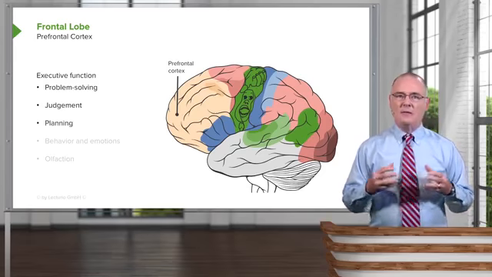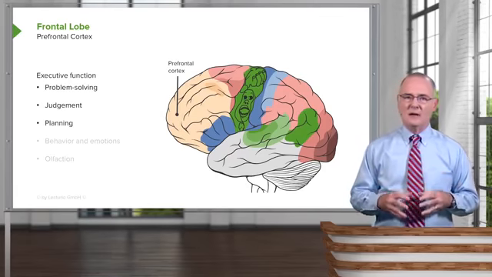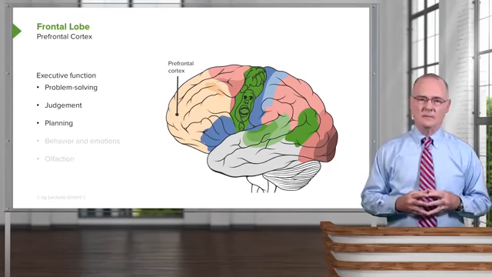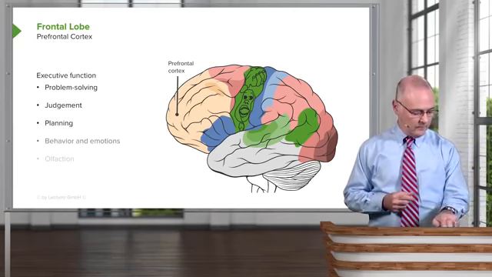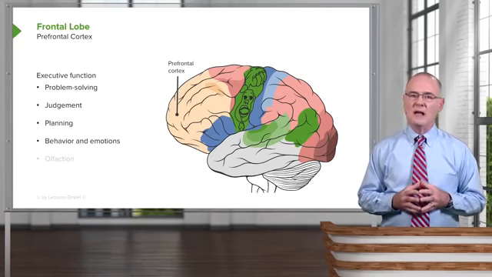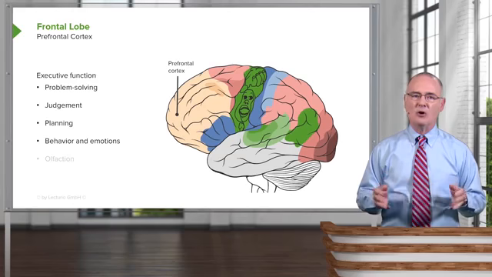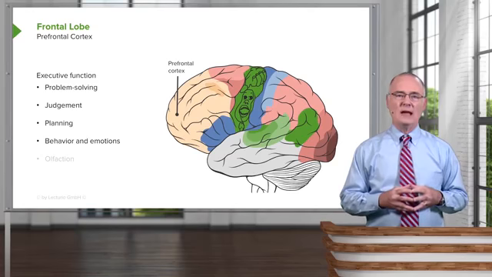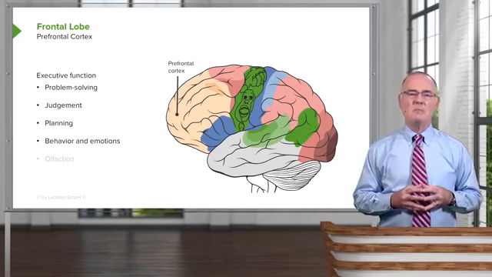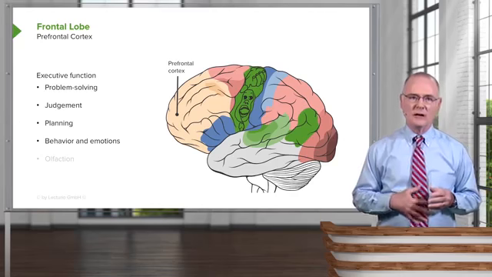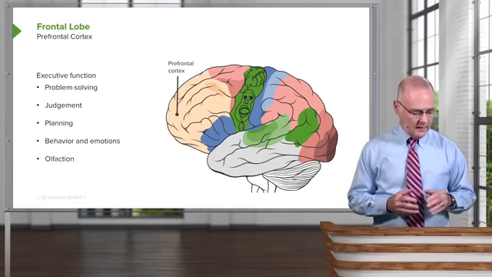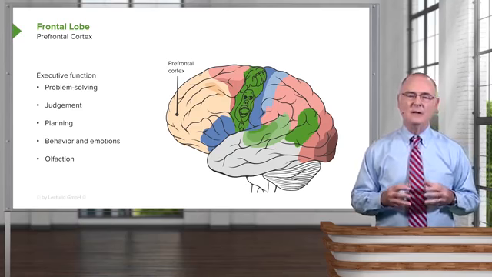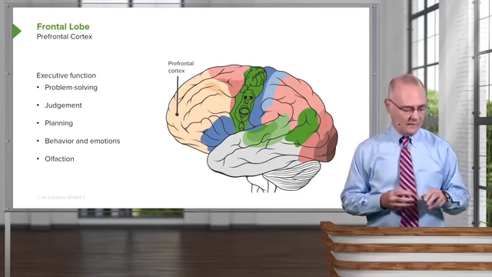And another aspect of executive functioning is that this is the area that allows us to plan. It also drives behavior and emotions. It's not the only area, but behavior and emotions are modulated by the prefrontal cortex. And then an area of the prefrontal cortex is involved in olfaction, the olfactory pathway.